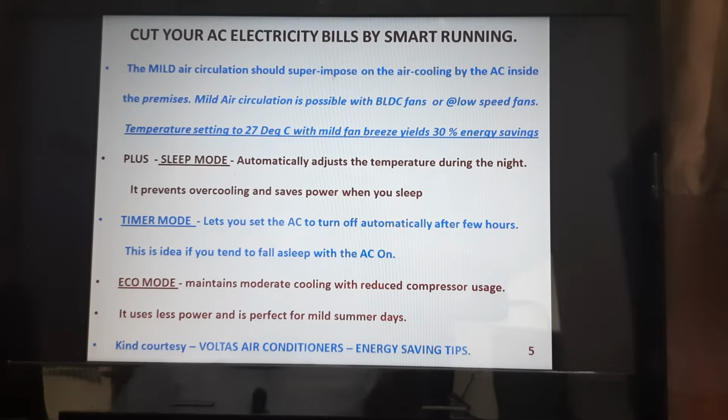Thanks to the Voltas air conditioners who have given these energy saving tips, and many of the air conditioning OEMs are giving energy saving tips. Definitely you can go through them, and whatever is possible from your end, you can definitely do it as such.